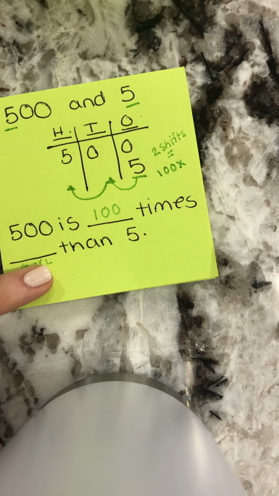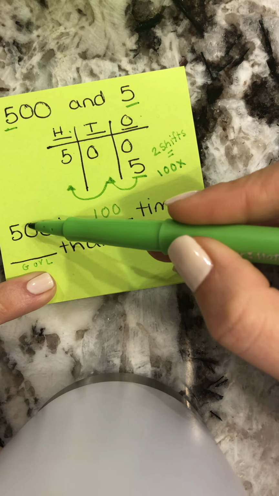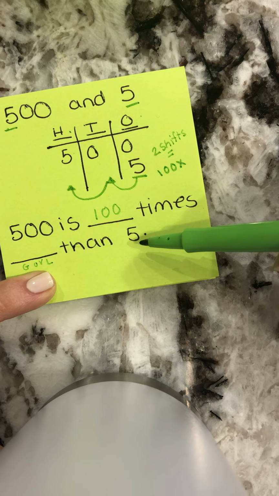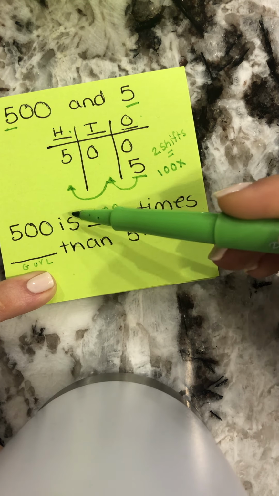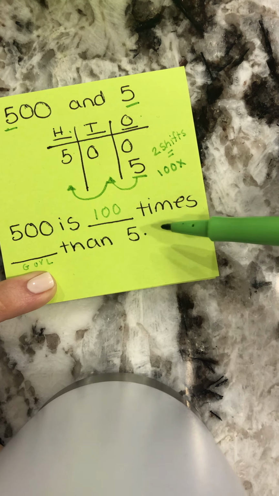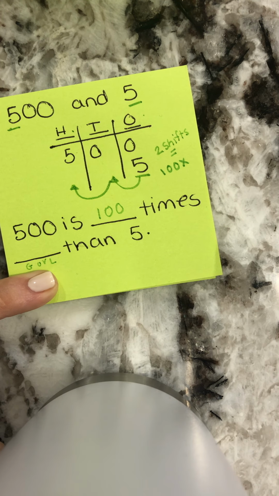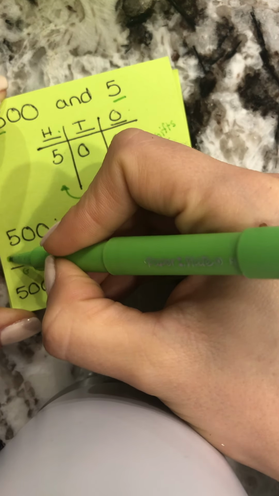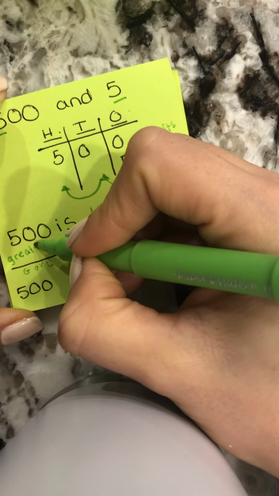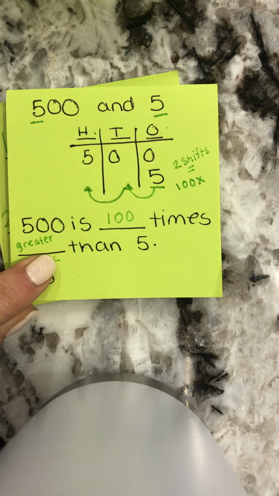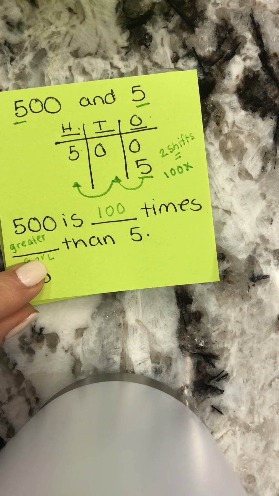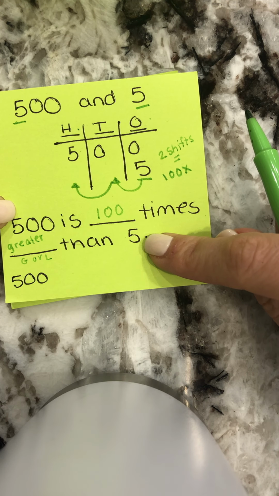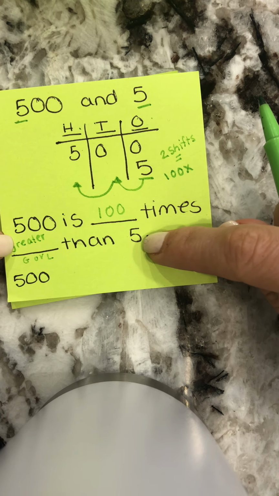We're going to ignore this for right now. That's for our next part. 500 is 100 times greater than 5, or 500 is 100 times less than 5. Which one's true? Greater than. 500 is greater than 5. Hopefully this second blank, greater than or less than, is a little easier for you to fill in, because if we look at these values, we know in 4th grade that 500 is greater than 5.